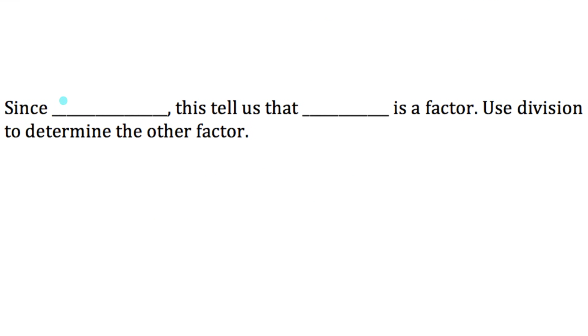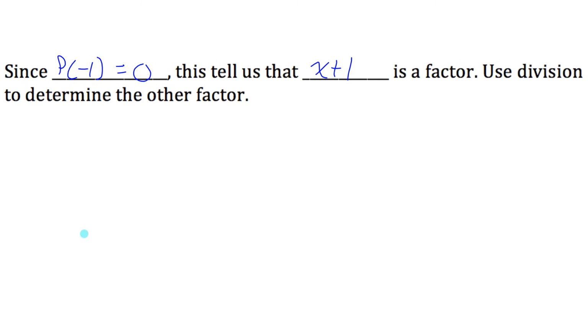Oh, and I have this sentence written here for us as well. So since p at negative 1 equals 0, this tells us that x plus 1 is a factor. So let's actually use division to determine the other factor. So let's find the quotient we get when we divide the polynomial by x plus 1. And once again, this divisor is degree 1, leading coefficient of 1. Synthetic division is the easiest thing to do.